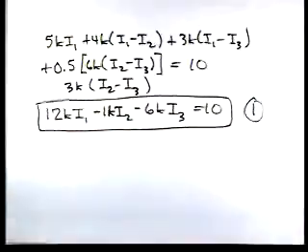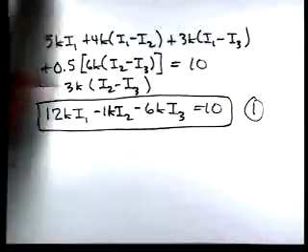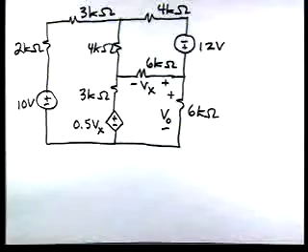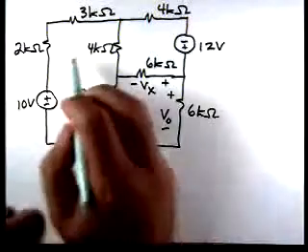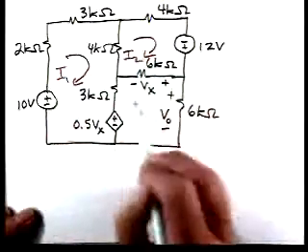Okay, so there's our first equation. Now we need to go through and do the 2 other equations. So we'll take our circuit and apply KVL to the other 2 meshes. So here's our circuit with our currents.